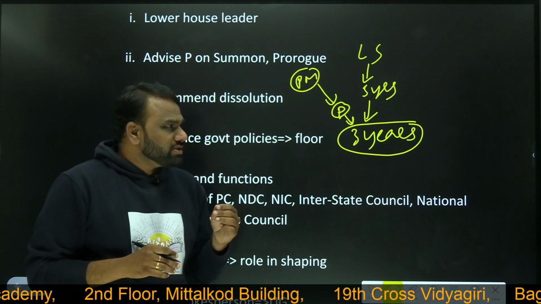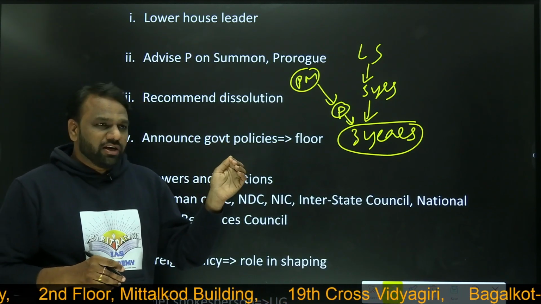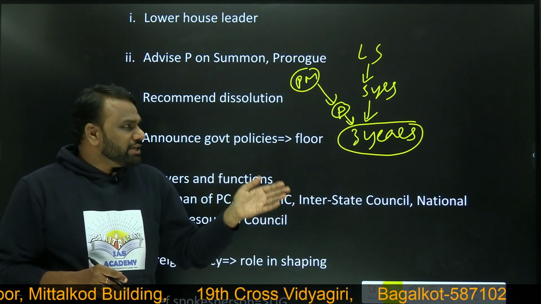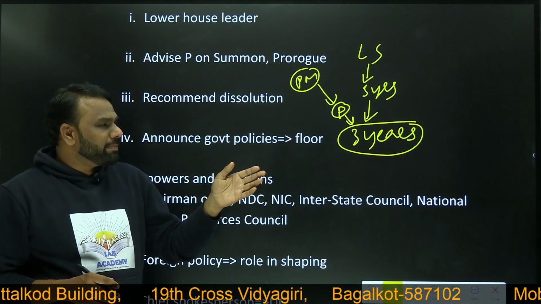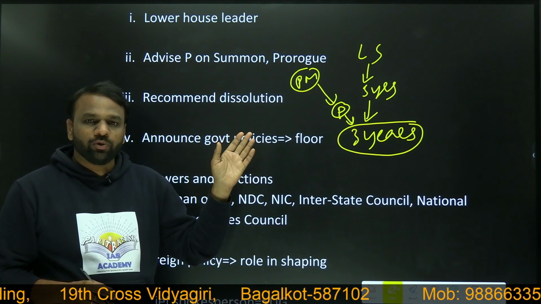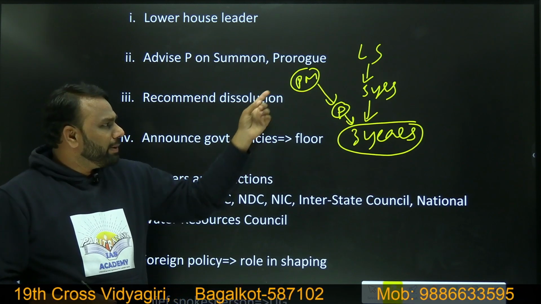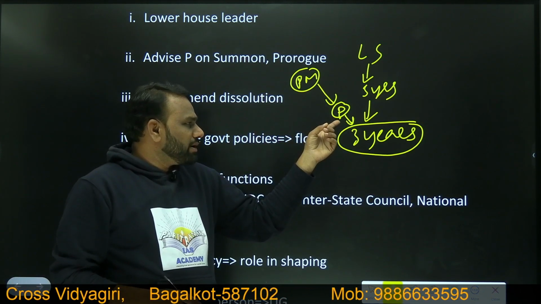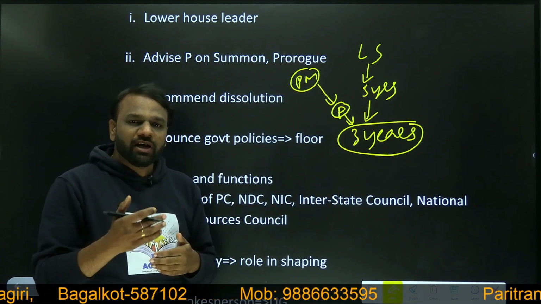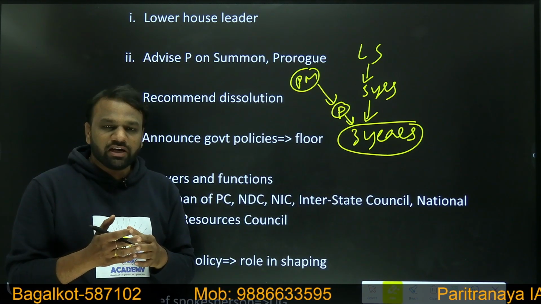Why? Because the person who is Prime Minister can still continue for 2 years as Prime Minister. So rather than enjoying the power for 2 years and bringing some kind of changes, he will not be ready to go for an election. So theoretically, when the Prime Minister recommends the President to dissolve the Lok Sabha, then the President can dissolve. But practically, before the end of the tenure, dissolution generally does not take place.